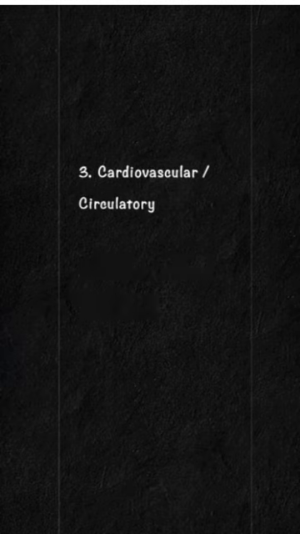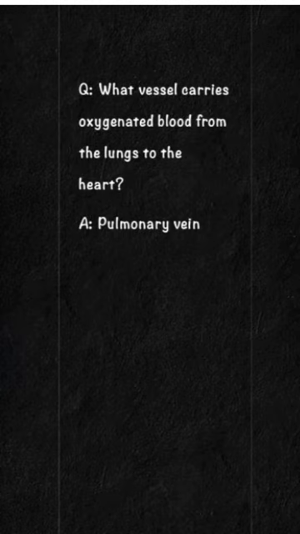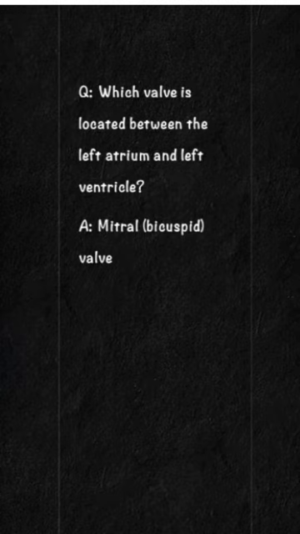Next question from cardiovascular. What vessel carries oxygenated blood from the lungs to the heart? The answer is pulmonary vein. Next question, which valve is located between the left atrium and left ventricle? The answer is bicuspid valve or mitral valve.